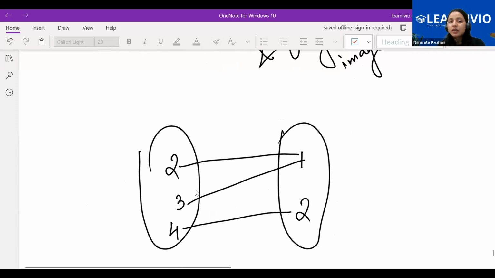Is it possible to say that it's a function? Here you can see each and every element has its image. 2 has image 1, 3 has image 1, 4 has image 2. So the first criteria is fulfilled: each and every element of the first set must have its image. Now the second criteria: one input cannot generate two different outputs. One input is not generating two outputs. However, two inputs have the same output. This is acceptable. Okay, this is a function.